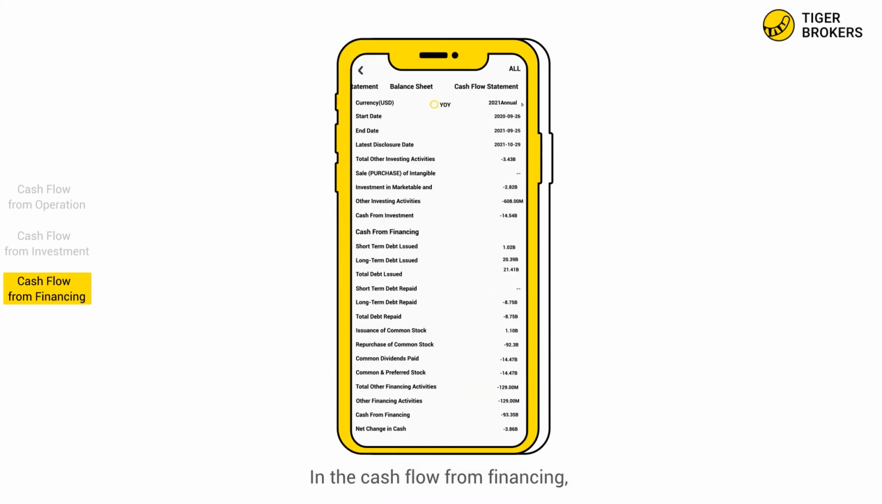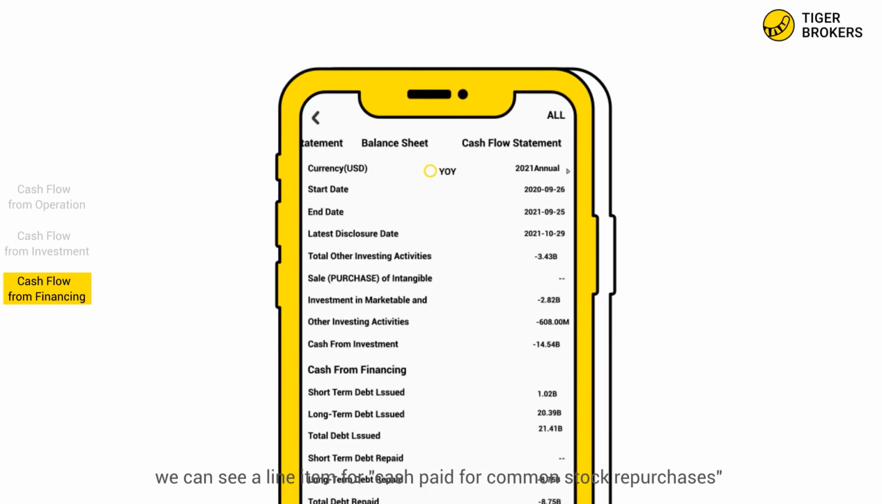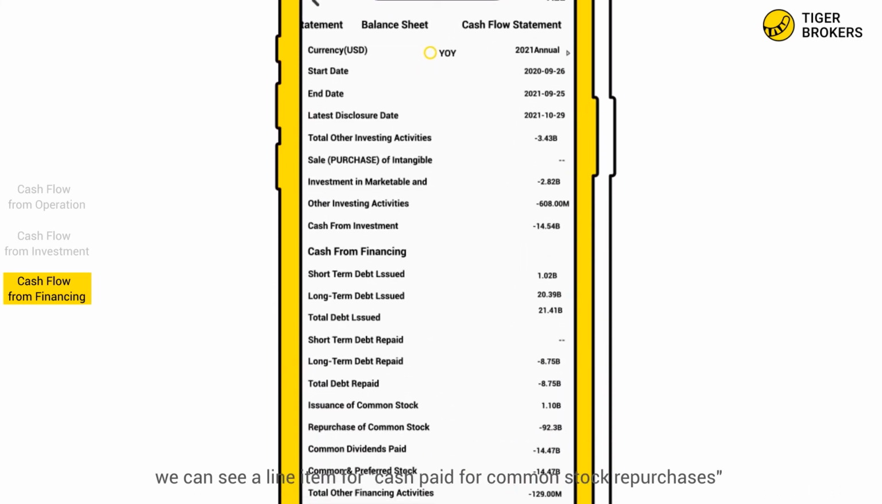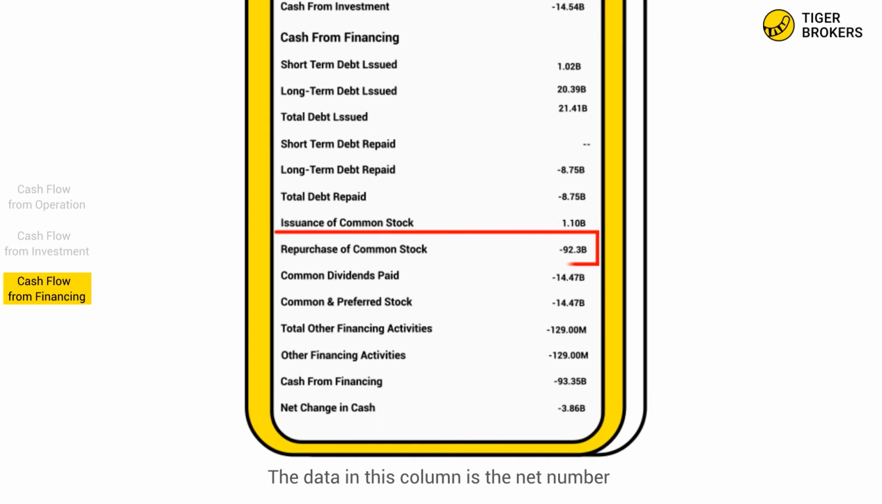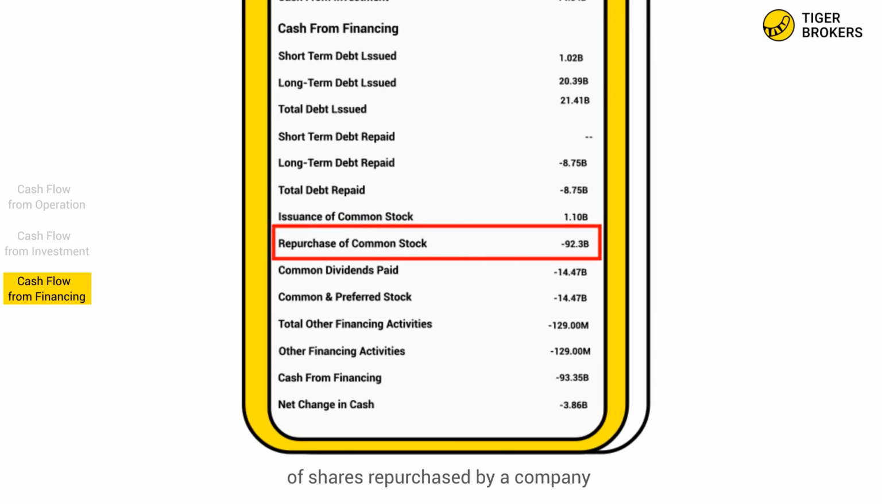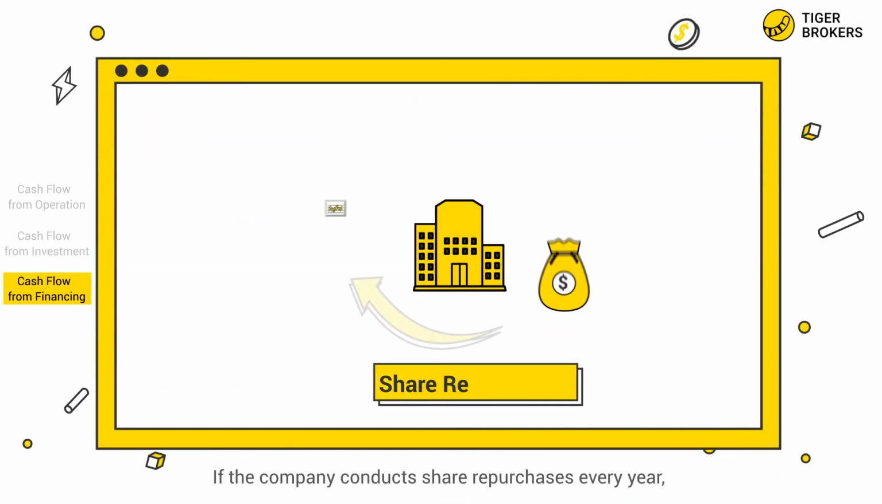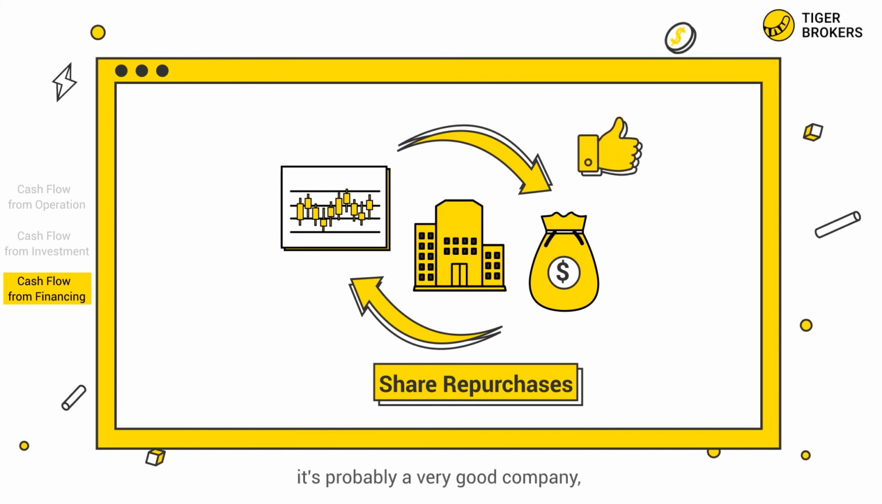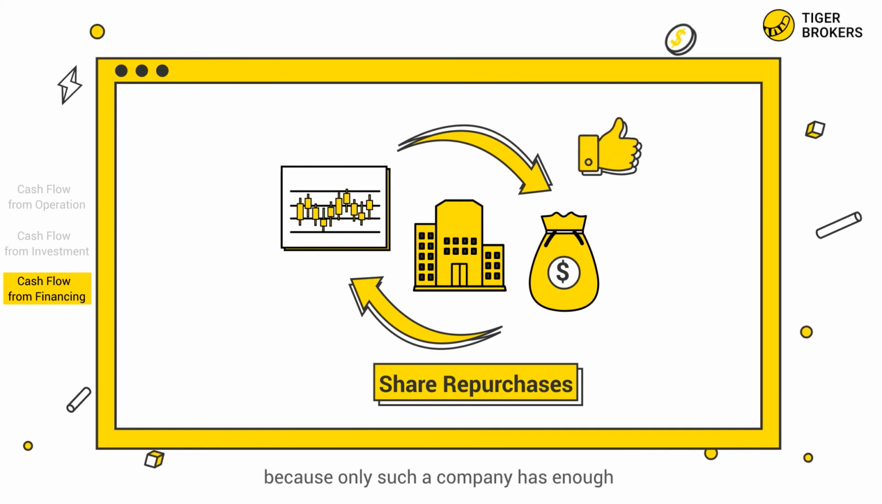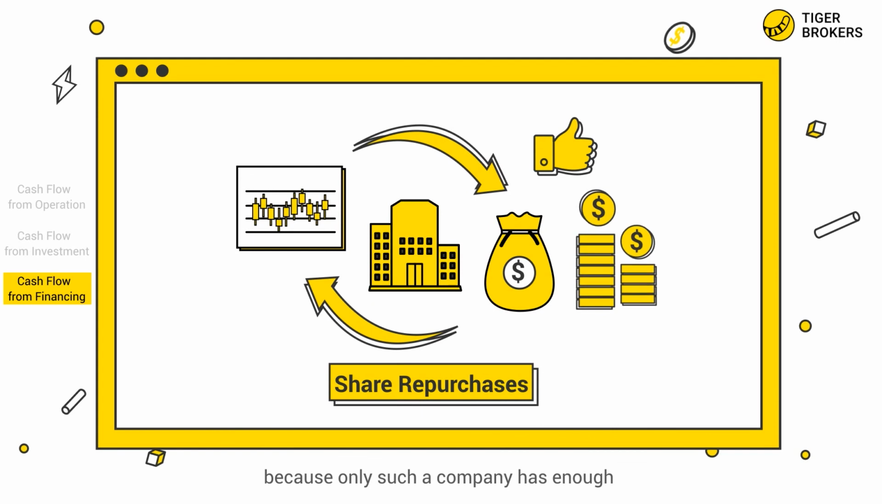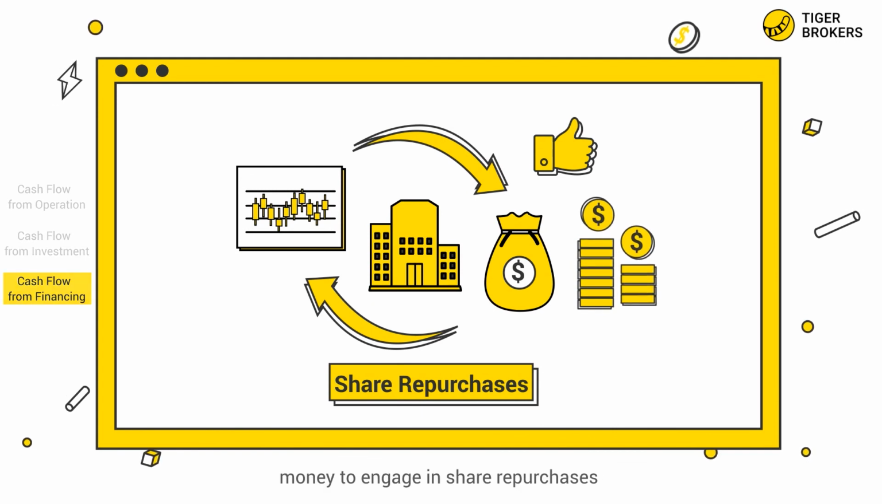In the cash flow from financing, we can see a line item for cash paid for common stock repurchases. The data in this column is the net number of shares repurchased by a company. If the company conducts share repurchases every year, it's probably a very good company, because only such a company has enough money to engage in share repurchases.